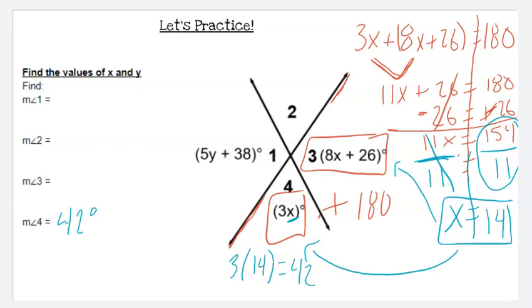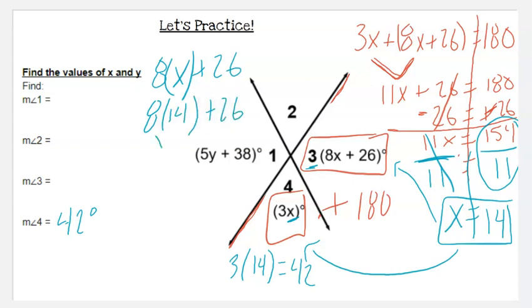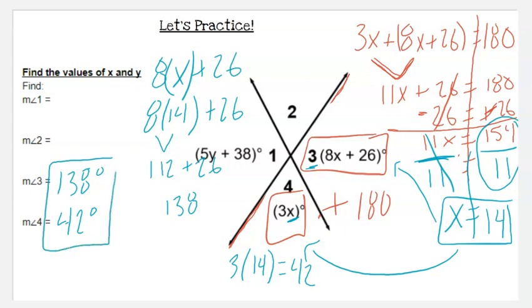And then we know that angle 3 equals 8x plus 26. So if we plug 14 in for x, so 8 times 14 plus 26, well, 8 times 14 is 112, plus 26 is 138. So we know that the measure of angle 3 is 138 degrees. These are a linear pair, which means their sum should be 180. To check, to make sure we did our math right, add these up, 0, 8, 1. Check, we're good. So I'm going to go back to our original slide.